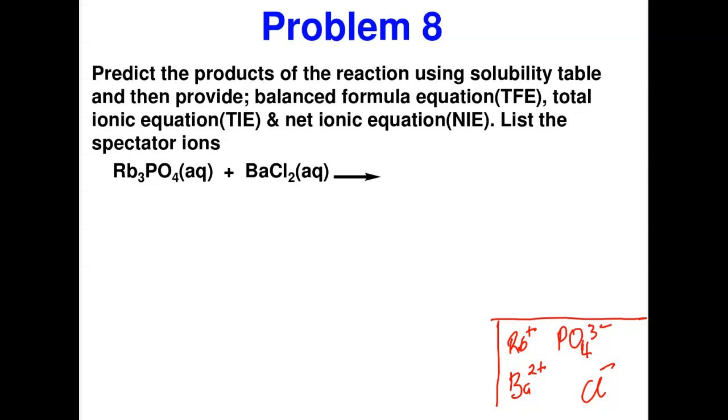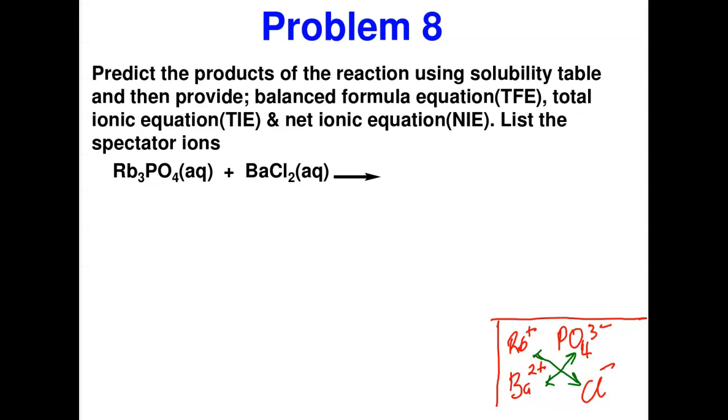So what do we do now? We exchange the radicals. We exchange their charges. They swap their partners and exchange charges. So we do that, and we now begin to write them. Rubidium is in group 1, joining this guy, of course. I'm going to write this one first.